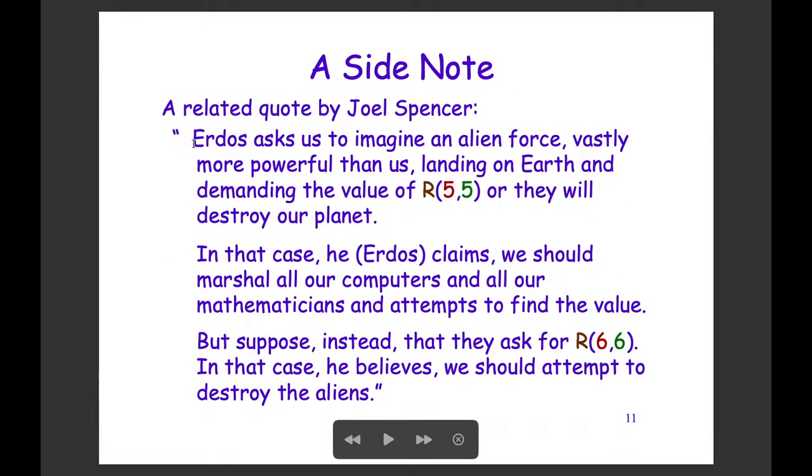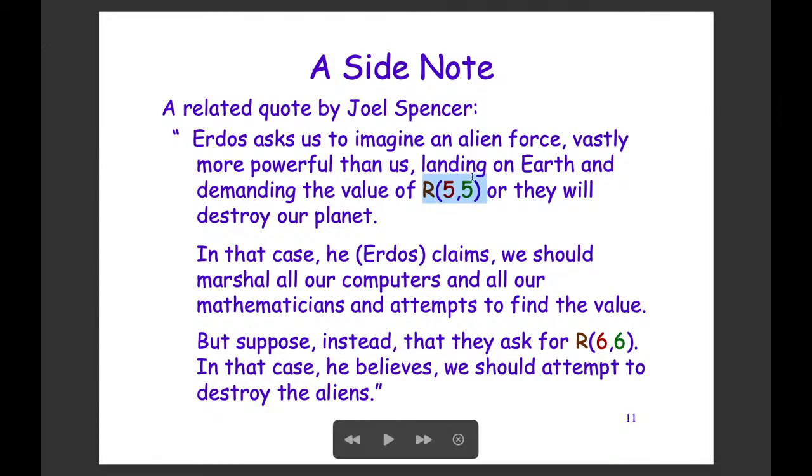So a mathematician called Paul Erdős told us how difficult this problem could be. He says that imagine we have a very powerful alien force, and then this alien force asks us to find out the number R55. If we can find out this number, they will let us go. Otherwise, they will invade us and destroy our planet.